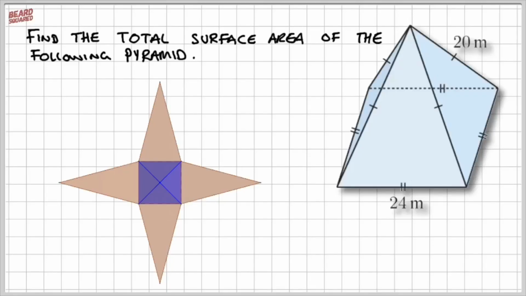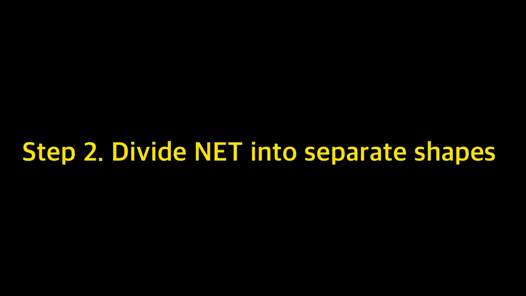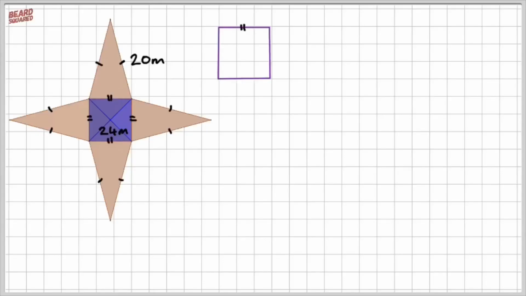Now we can start labeling each edge of the pyramid. So we know that the slant height is 20 meters, and that's the same all the way around. And we know that the base is 24 meters. In step 2, what we're going to do is divide that net into its separate shapes, and we're going to try to work out the area of each shape.